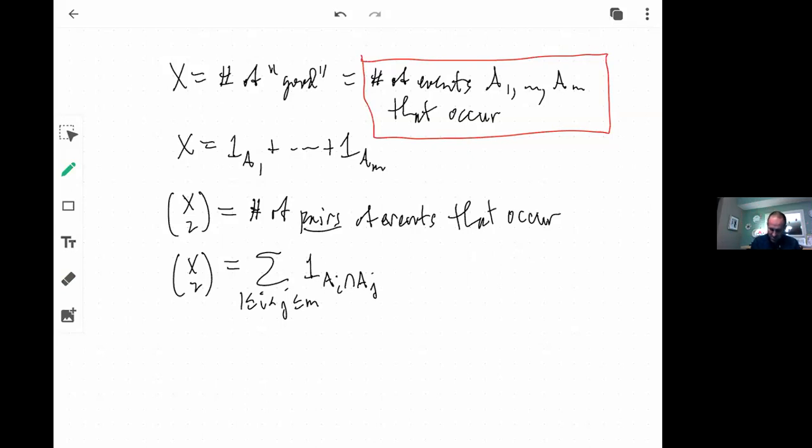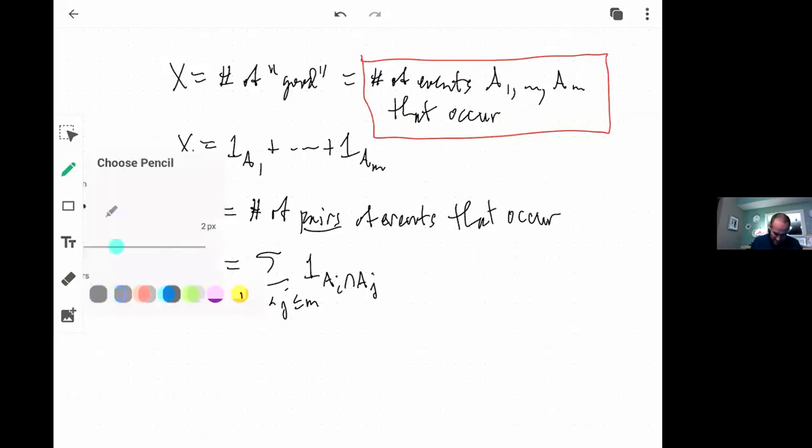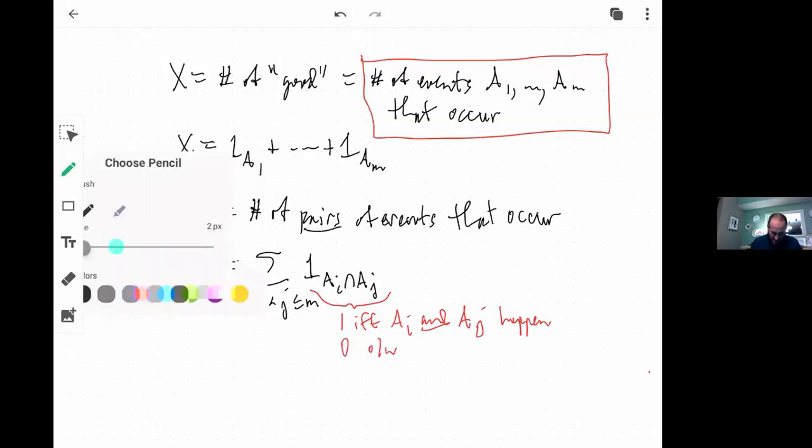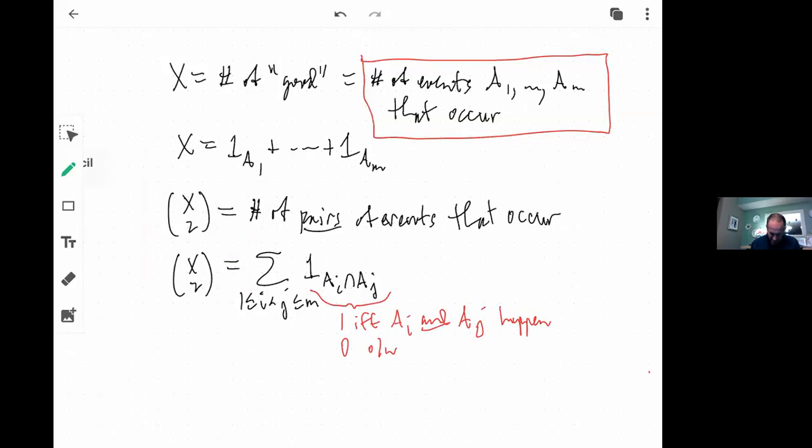Once again, this guy is 1 if and only if AI and AJ, i.e. that pair of events, happen. And it's 0 otherwise. Okay? So all that to say, look, here's another thing that's kind of interesting. I can take the expected value of this thing.